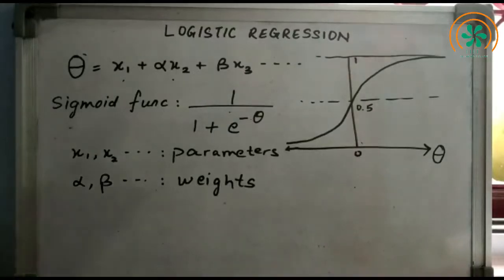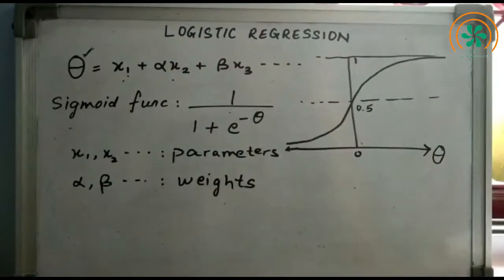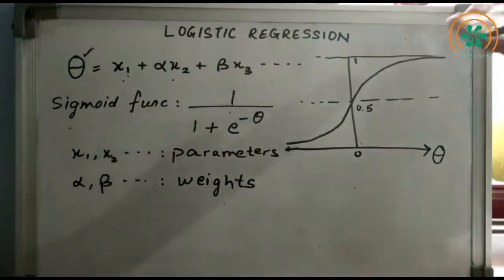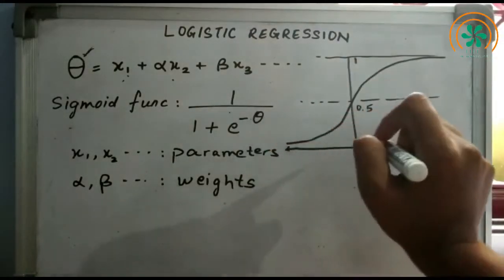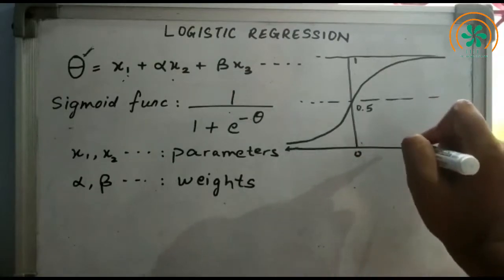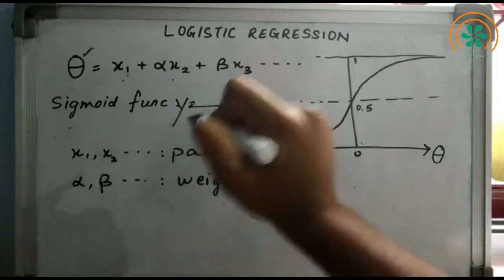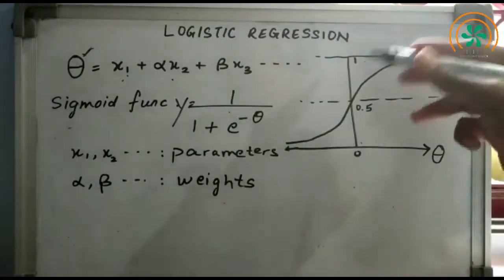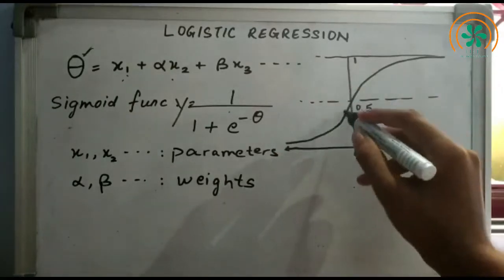Let's now take a look at what logistic regression is. Regression, in simple terms, is the relationship between a dependent variable and many independent variables. Logistic regression is a type of machine learning model which uses the sigmoid function, and here's the graph of the sigmoid function. Let's say this is y. If theta is greater than 0, the value of y is greater than 0.5, and if theta is less than 0, the value of y is less than 0.5.